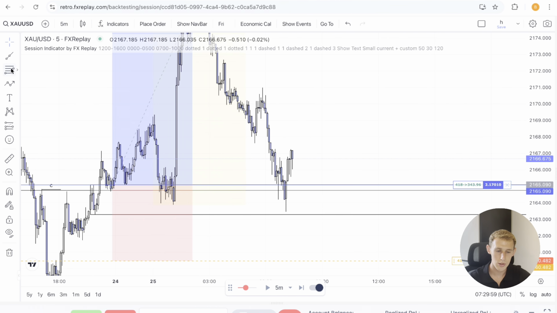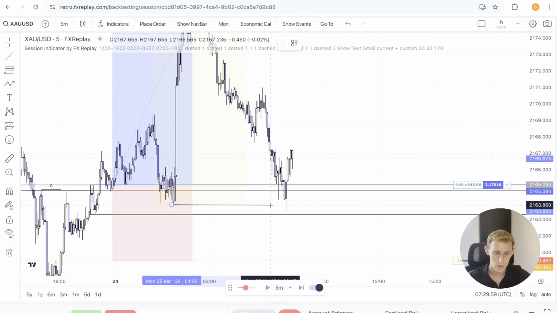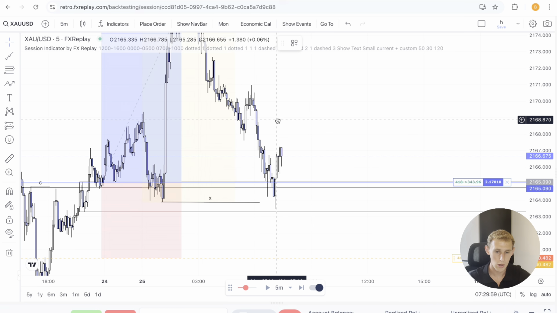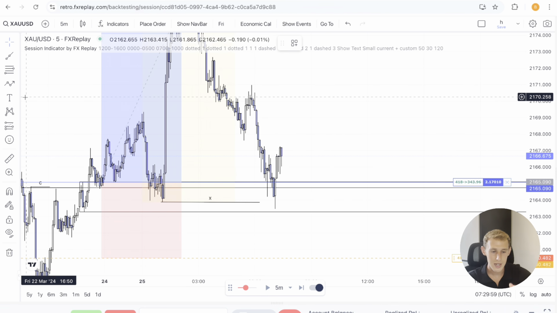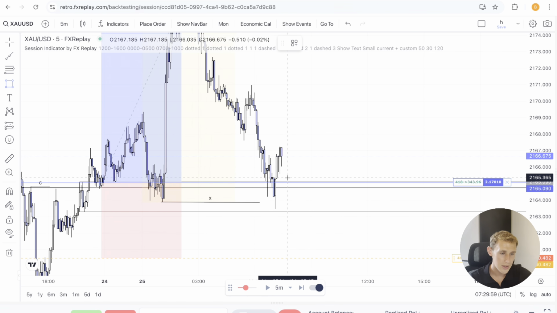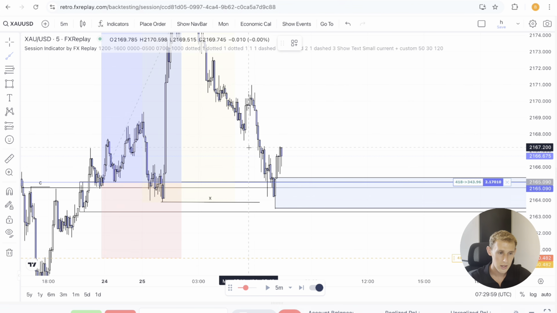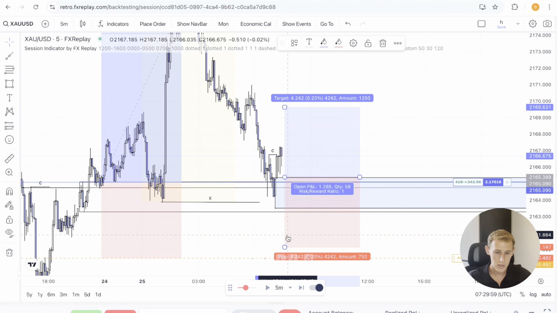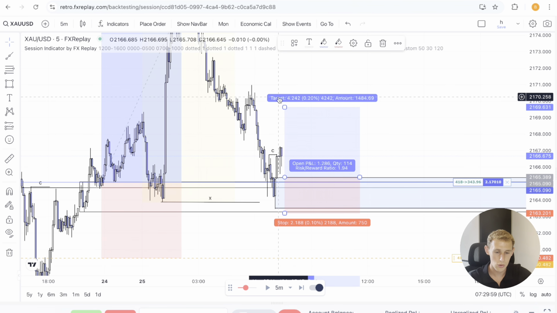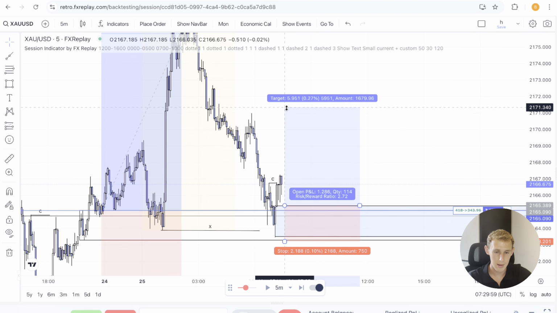In this case, this was also the Asian low taken out in London session. So that's also another nice confluence to add. So if I wasn't in this initial trade, I would be entering this. So here we can see we've had a change of character just there. Price broke the most recent lower high. We've got some liquidity above an imbalanced demand. So if I was going to enter this, I would be looking for something like this.